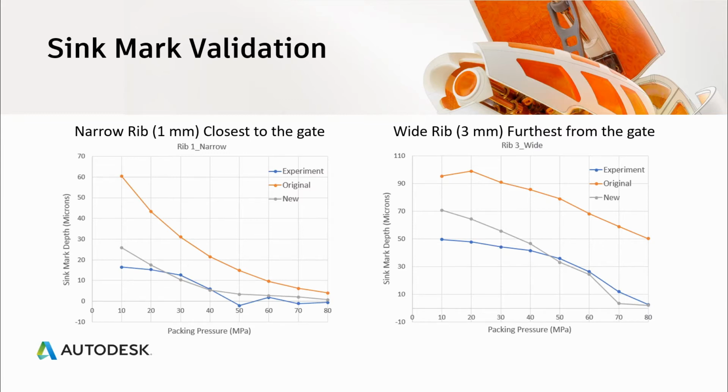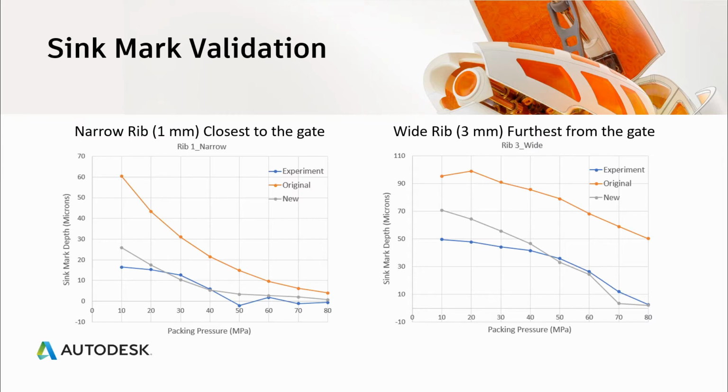We see on the left the results for the 1 millimeter narrow rib. Shown in blue are the measured sink marks from the molded samples. Orange is the original sink mark prediction, and grey is the new sink mark prediction, which more closely follows the trend and magnitude of the measured samples.